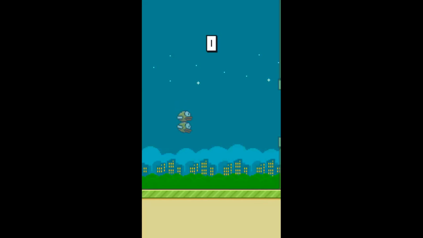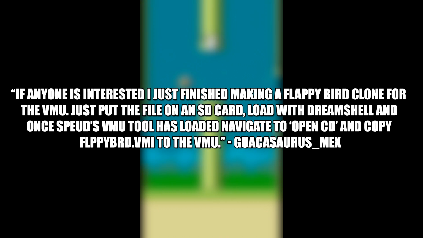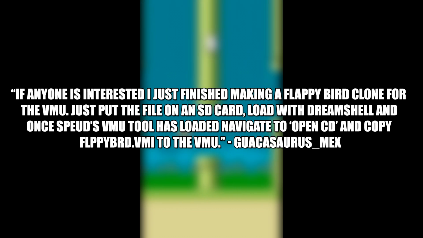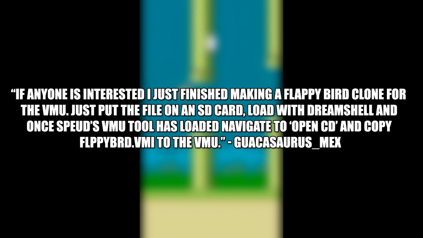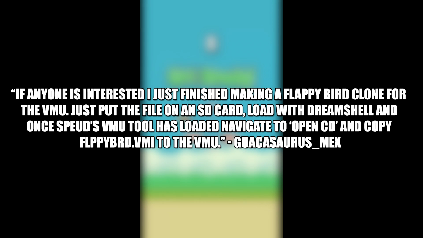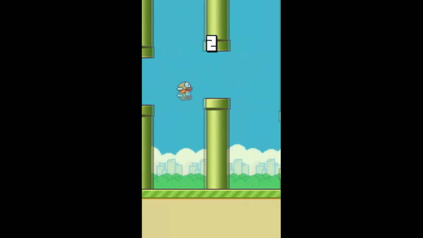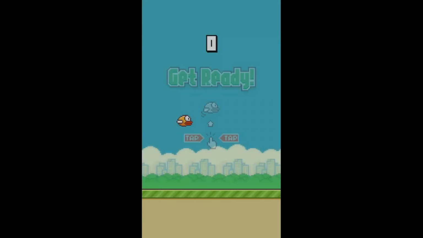I'll just read what he had to say. He said, "If anyone is interested, I just finished making a Flappy Bird clone for the VMU. Just put the file on an SD card, load with Dreamshell, and once Spude's VMU tool has loaded, navigate to OpenCD and copy flappybird.vmi to the VMU." Now that might sound easy to a lot of Dreamcast aficionados, but I'm sure to most of our listening audience it's like, what the hell? An SD card, Dreamshell, VMU tool, but that's what you've got to do to get things on your VMU.